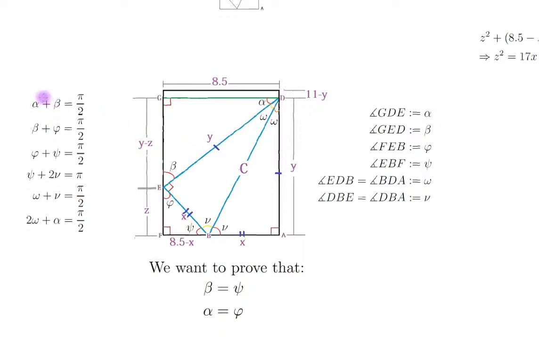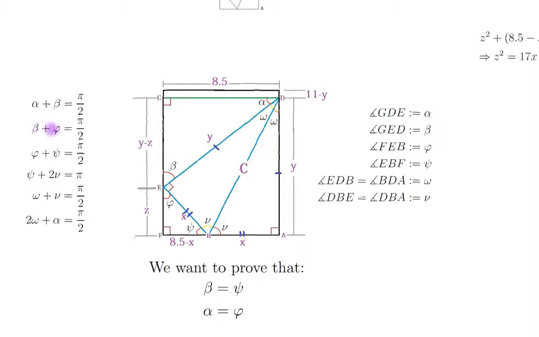Now look at the left column. Notice that I have these equations. How do these equations come out to be? Well, we know that all these triangles are right triangles, so that means that they have at least one 90 degrees angle. And since the angles inside a triangle have to add to 180 degrees, we need that alpha plus beta, for example, has to be equal to 90 degrees, which I wrote here as pi over 2. Now the same thing for phi and c, and the same thing for nu and omega.